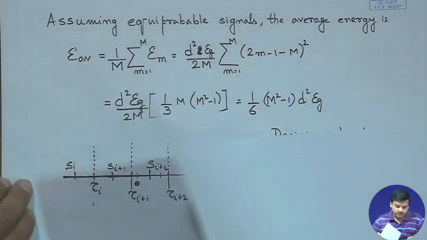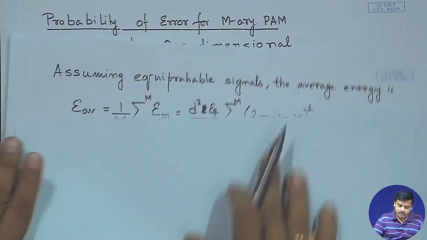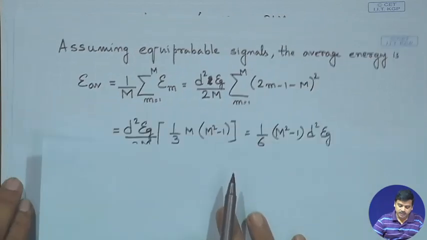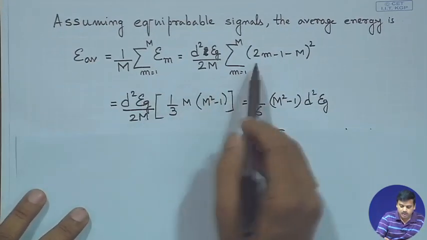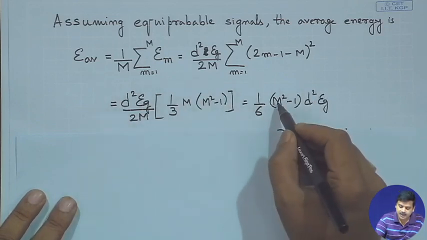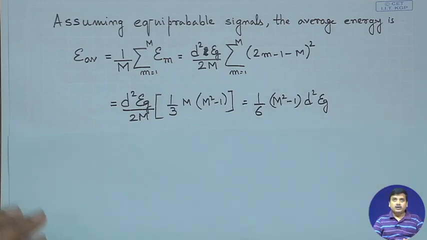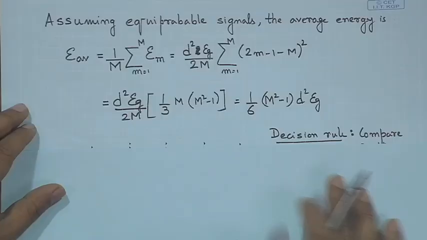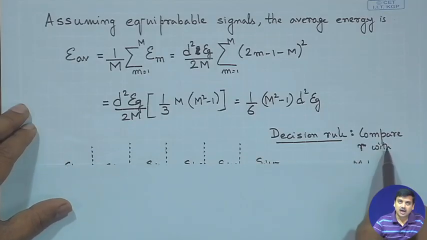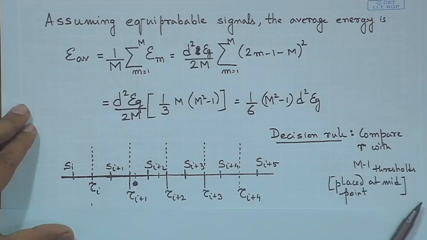Now, this is straightforward from here. You can calculate this from Am, and you have this expression, which can be reduced, it is an algebraic reduction, to this expression where capital M is the size of the constellation. So, now when you are building the decoder, the decision rule at this point is to compare the received signal R with M minus 1 thresholds placed at the midpoint.